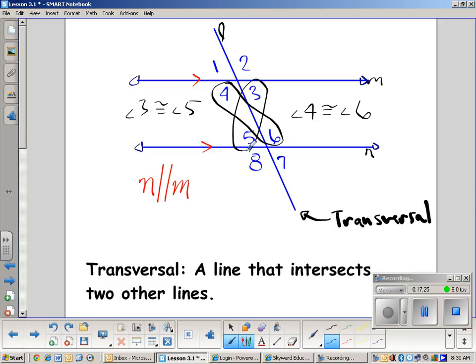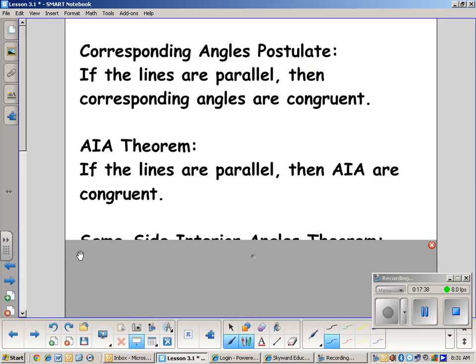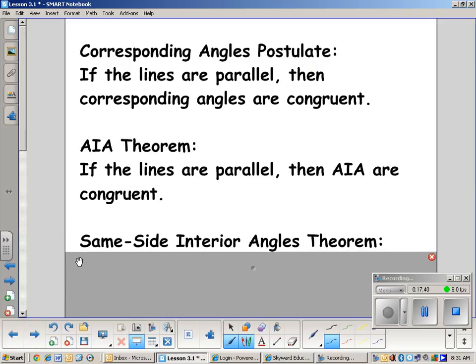So anyway, only two pair of alternate interior angles, and you can write it either way. Alright, now last one. Same side interior angles theorem. I'm going to ask you to predict what do you think is going to be true about these.